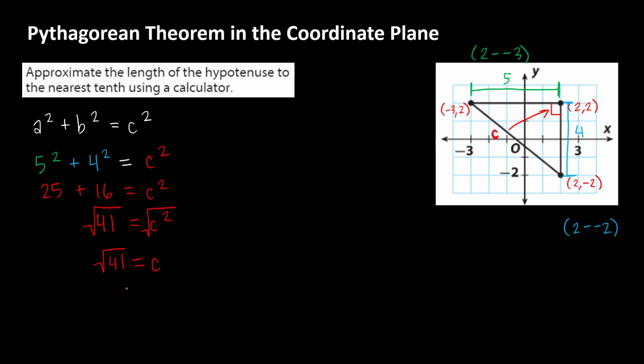41 is not a perfect square. There is no integer when you multiply it by itself that equals 41 exactly. So we're going to have to estimate c. And when I plug this into my calculator, c is approximately 6.4 units.